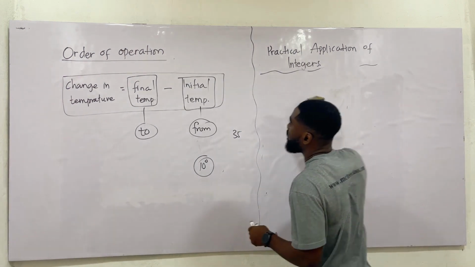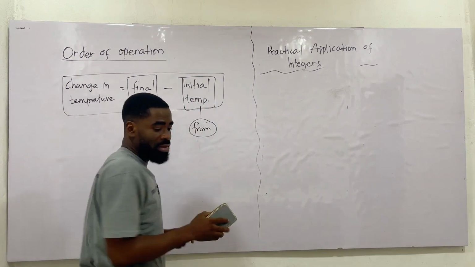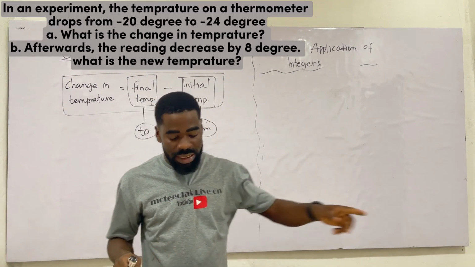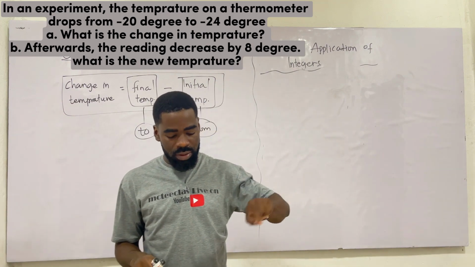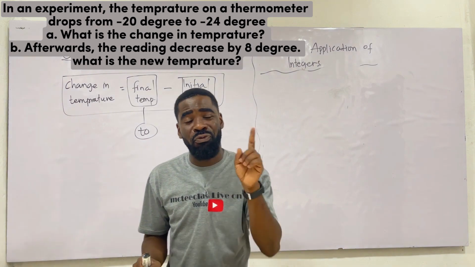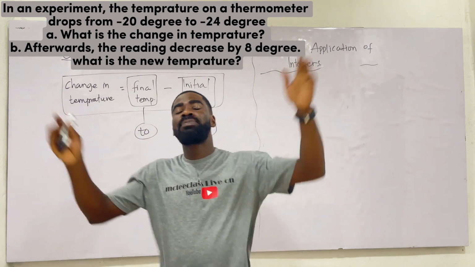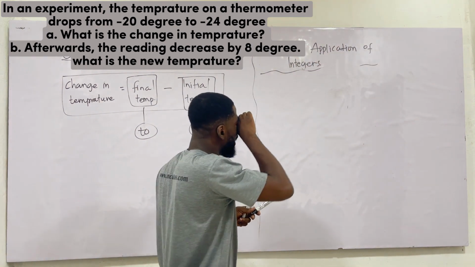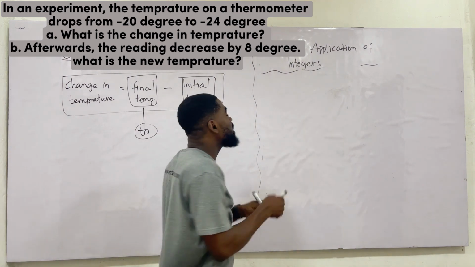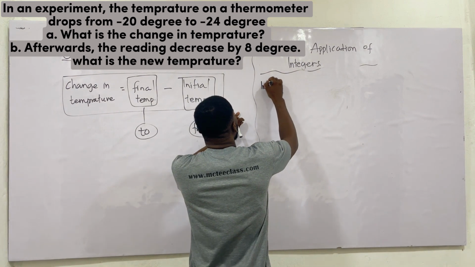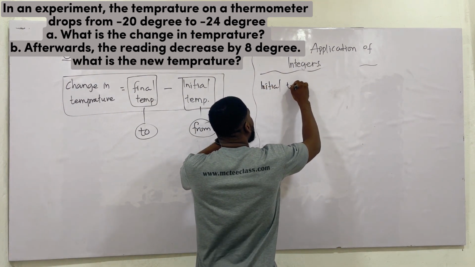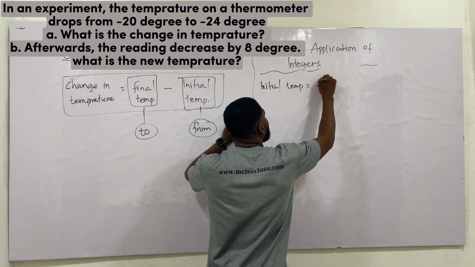So let's take 1 or 2 questions under this, and let's see how we can identify them. The question says, in an experiment, the temperature on a thermometer drops from. It drops from. So the from tells me that this is my initial temperature, because I've said that when I hear from, that's the initial. So the initial temperature equals 20 what?